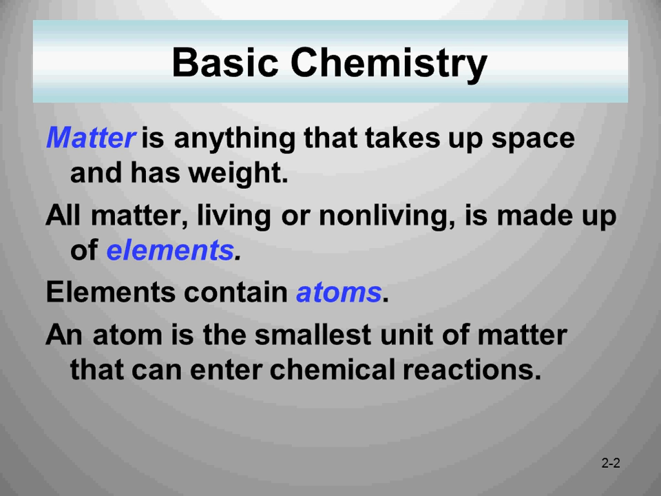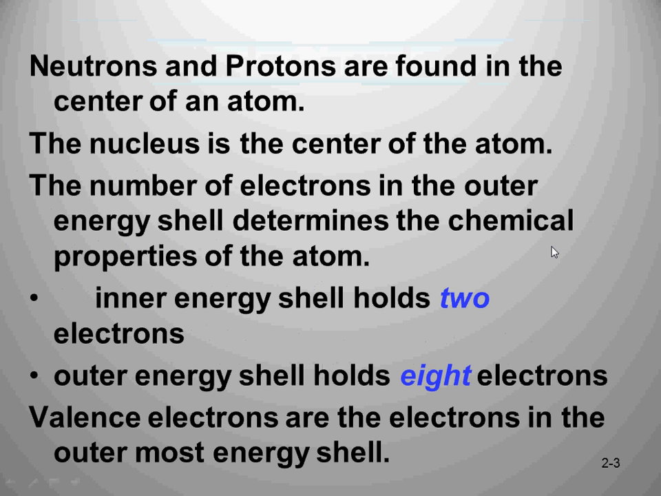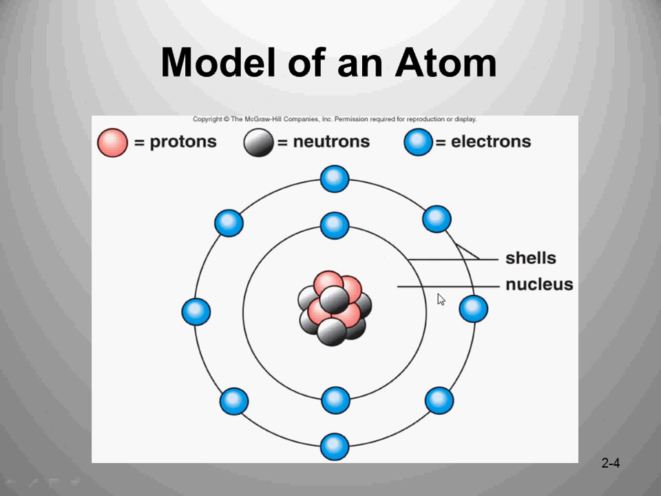An atom has several different parts. Those parts are called subatomic particles. Neutrons, protons, and electrons are all subatomic particles. The neutrons and the protons can be found in the center of the atom. The nucleus is the center of the atom. The number of electrons in the outer energy shell is what determines the chemical properties of an atom, and the number of electrons in the outer shell is called the valence electrons. The first energy shell can hold 2 electrons, and the next energy shell can hold 8.